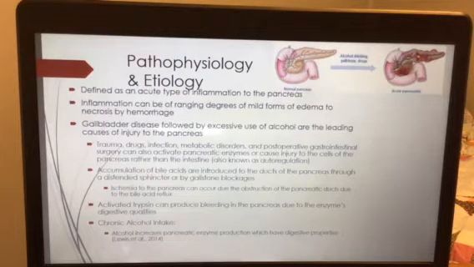pancreas. And then in cases of chronic alcohol intake, the exact mechanism for pathophysiology is unknown. However, it is thought that alcohol increases pancreatic enzyme activity and production, which also has those digestive properties and can cause inflammation.